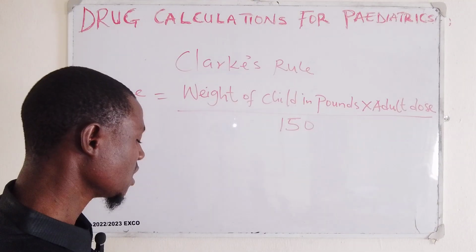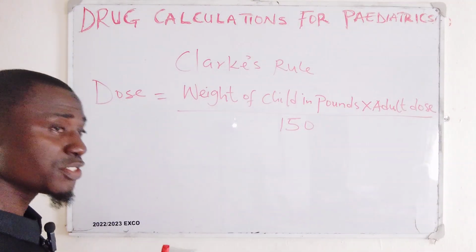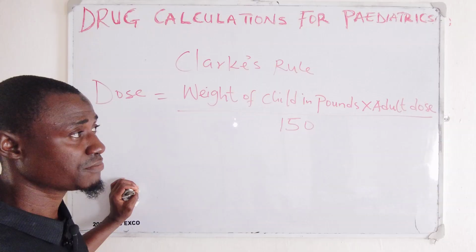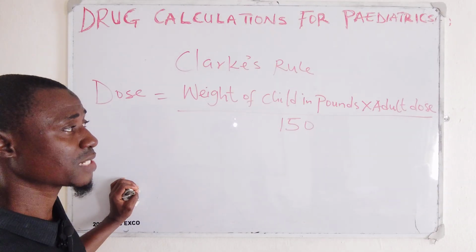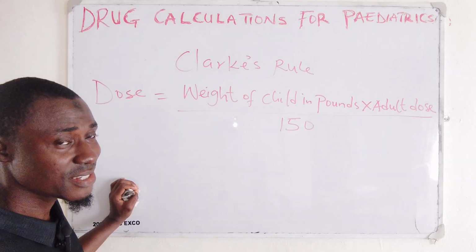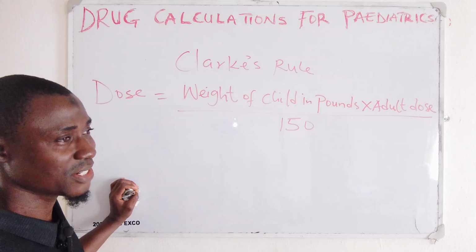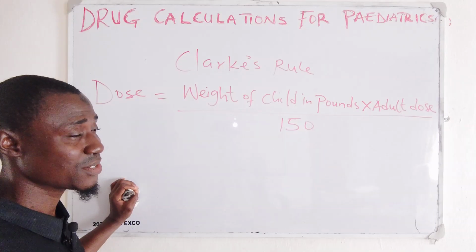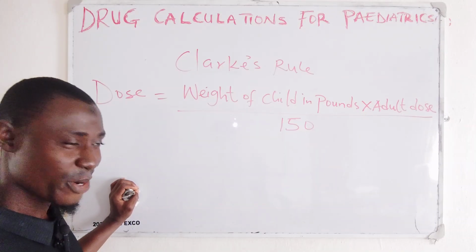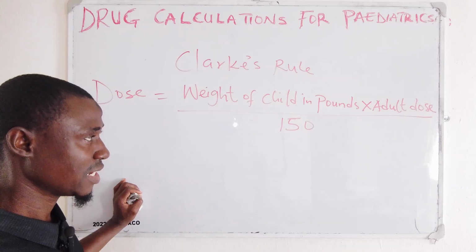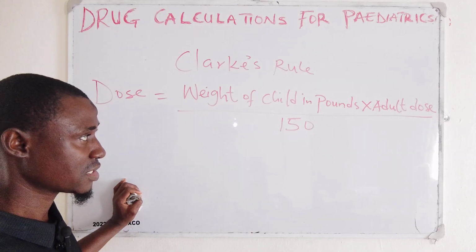Now this question seems to be very tricky with regards to the formula we have here. I believe we should understand what I mean by it's very tricky. If you look at the formula carefully, you will see that the weight of the child is in pounds, and from what we have as a question, the weight was given in kg. So that is to say we have to do some extra work to get the equivalent of 15 kg in pounds.